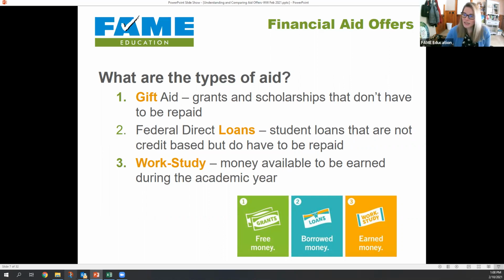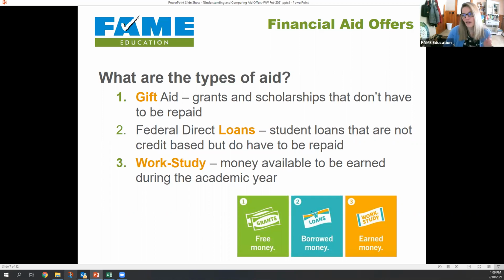There's also work study, which is money that is available to be earned by working during the academic year. And I am a former work study person. Nobody wakes up in the morning and wants to be a financial aid counselor when they grow up, but I started as a work study student in the financial aid office. And it was really valuable work experience, but also allowed me to earn some money while I was going to college.